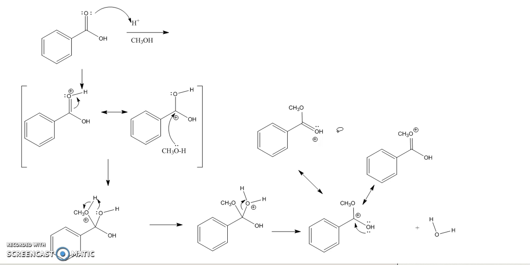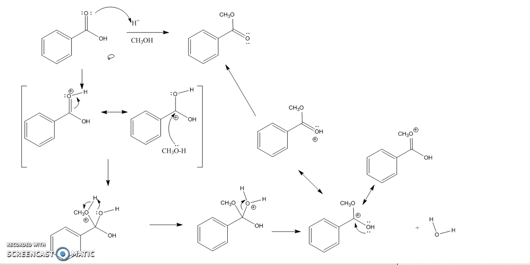giving me this structure, which when I lose the extra hydrogen from this oxygen, there's some base present in the solution, maybe another molecule of methanol, that removes this hydrogen. I end up with this structure, an ester. So this is the mechanism for Fischer esterification. And the mechanism for Fischer esterification is the same as the other mechanisms we've talked about up to this point, where we drew this extra resonance structure.